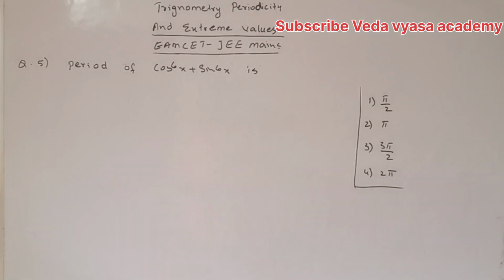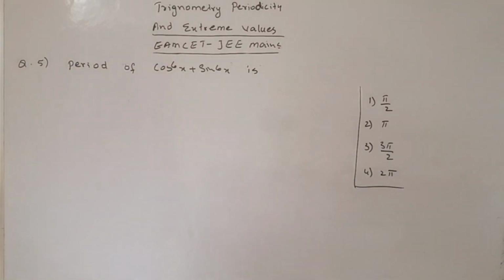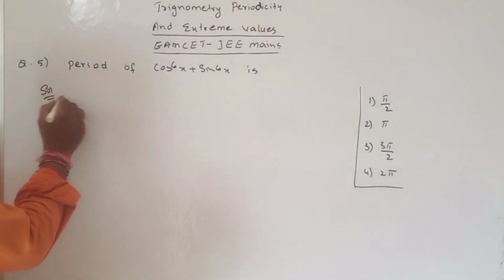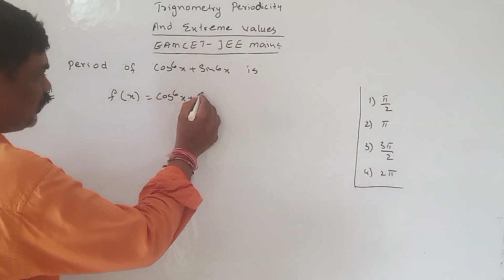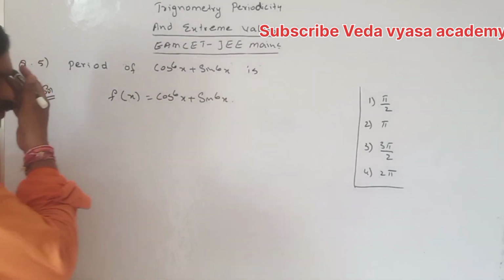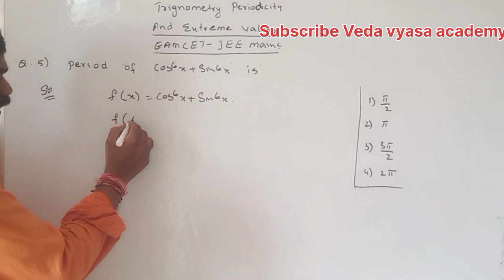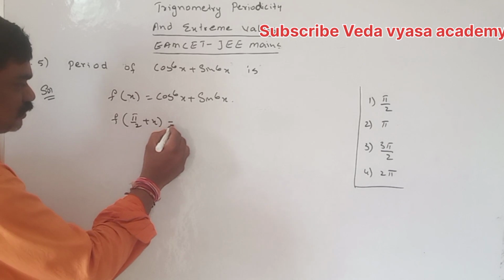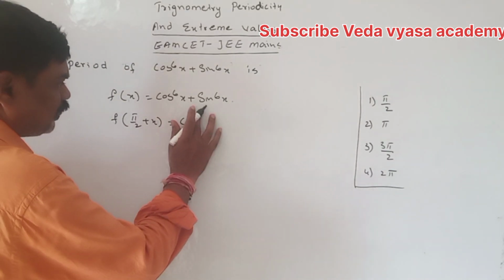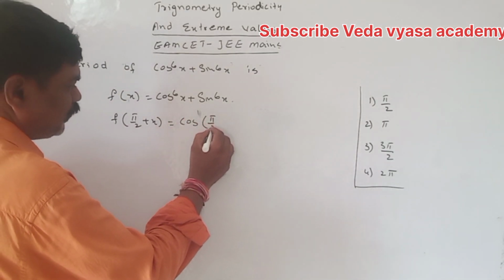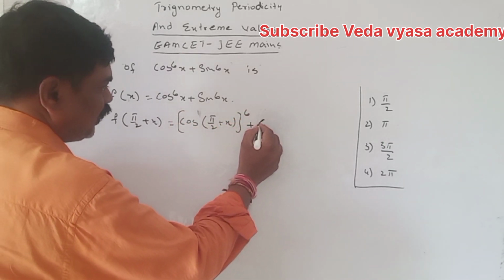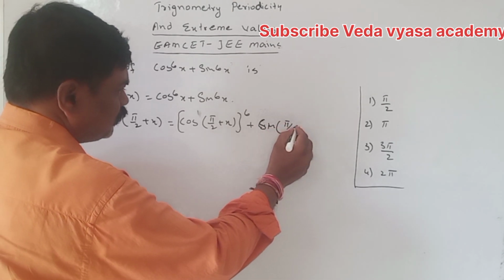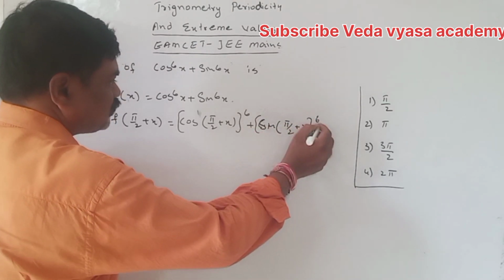We have the problem: period of cos power 6x plus sin power 6x. Here we take f of x is equal to cos power 6x plus sin power 6x. So f of pi by 2 plus x is equal to cos of (pi by 2 plus x) whole power 6 plus sin of (pi by 2 plus x) whole power 6.